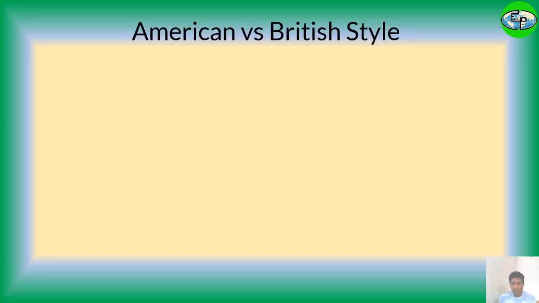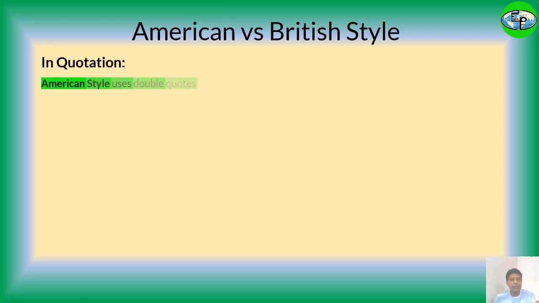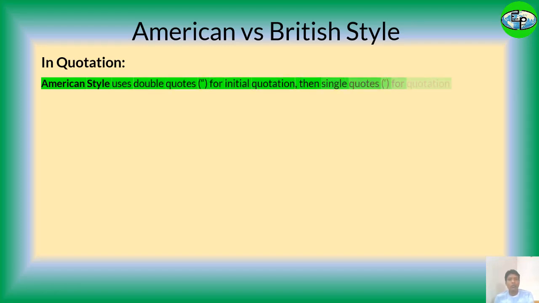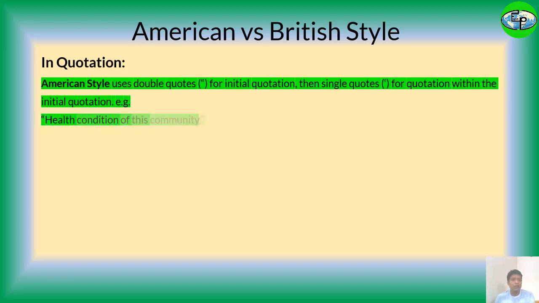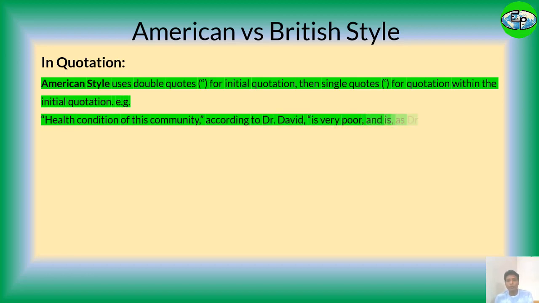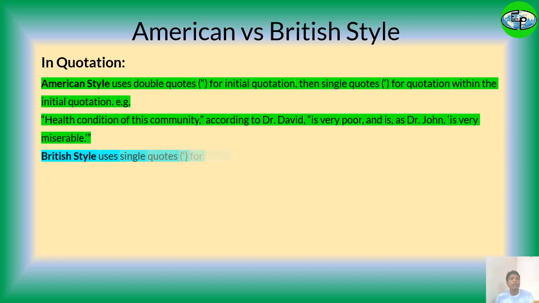American versus British style. In quotation, American style uses double quotes for the initial quotation, then single quotes for quotations within the initial quotation. For example, "Health condition of this community," according to Dr. David, "is very poor," and is, according to Dr. John, "very miserable."